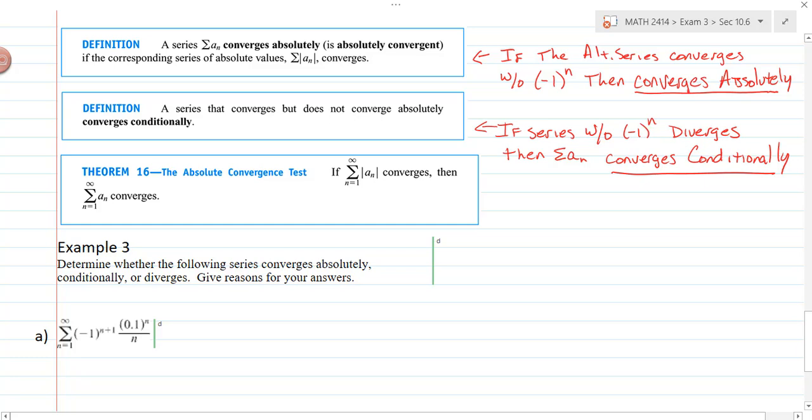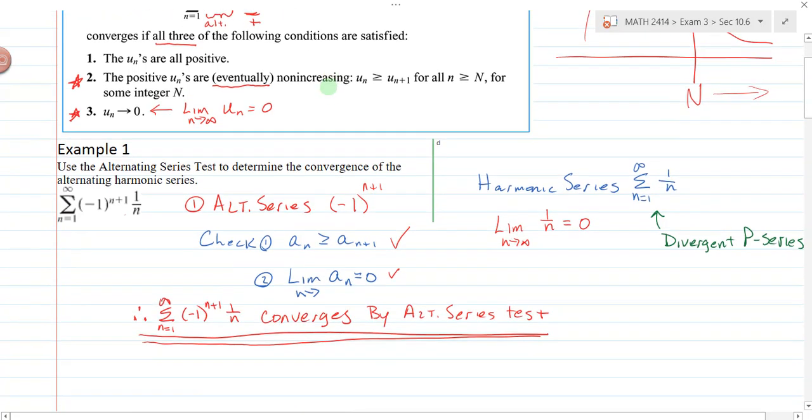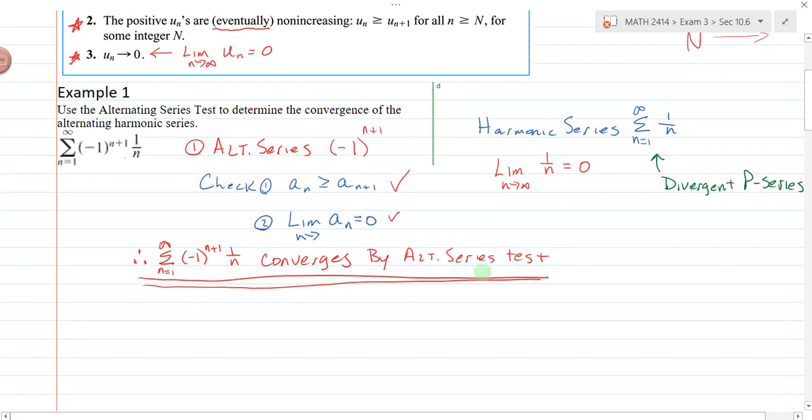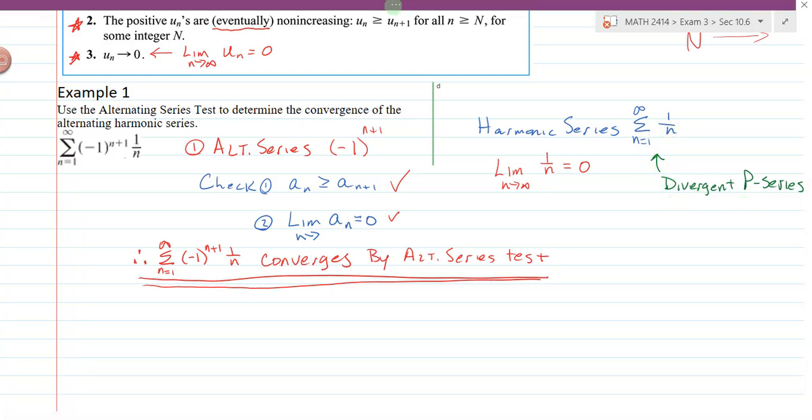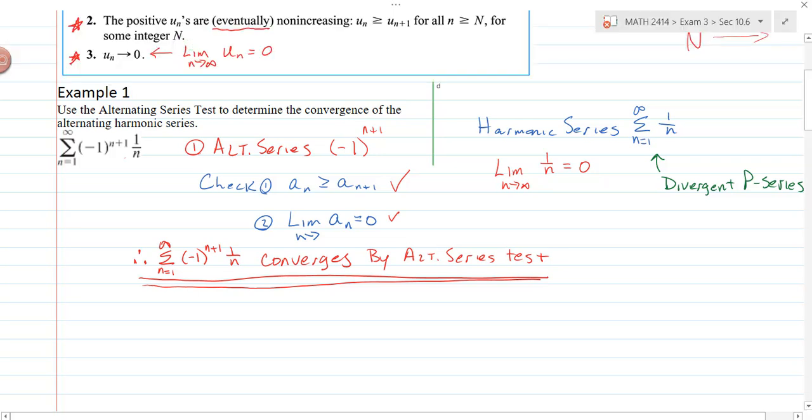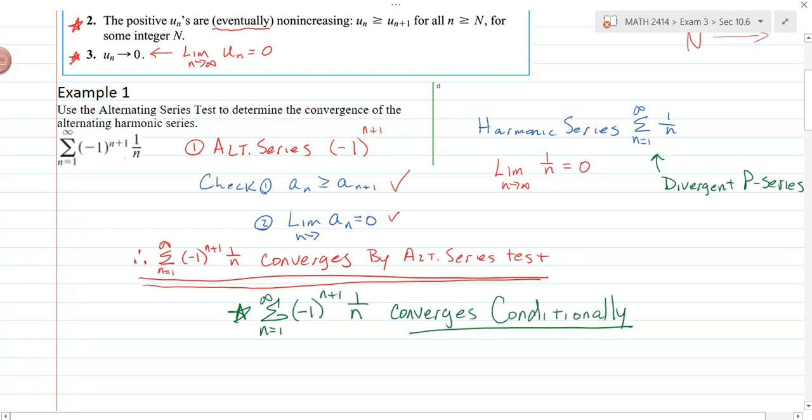Example 1, remember, was the alternating harmonic series. And when we did example 1, we said that that series converges by the alternating series test, but when I took the -1 away, we had a divergent p series. So now we can carry things a step further and say that this series converges conditionally because when I took the -1 to the power away, we ended up with a divergent p series. So this would be an example of conditional convergence.